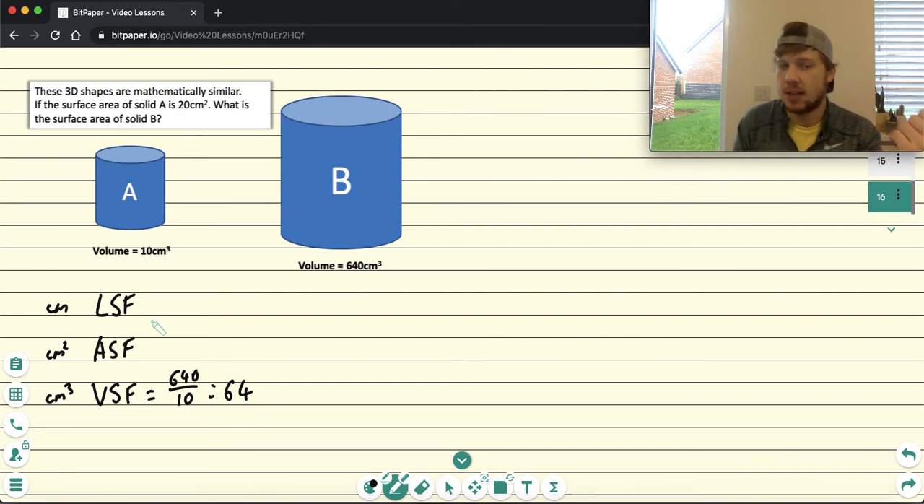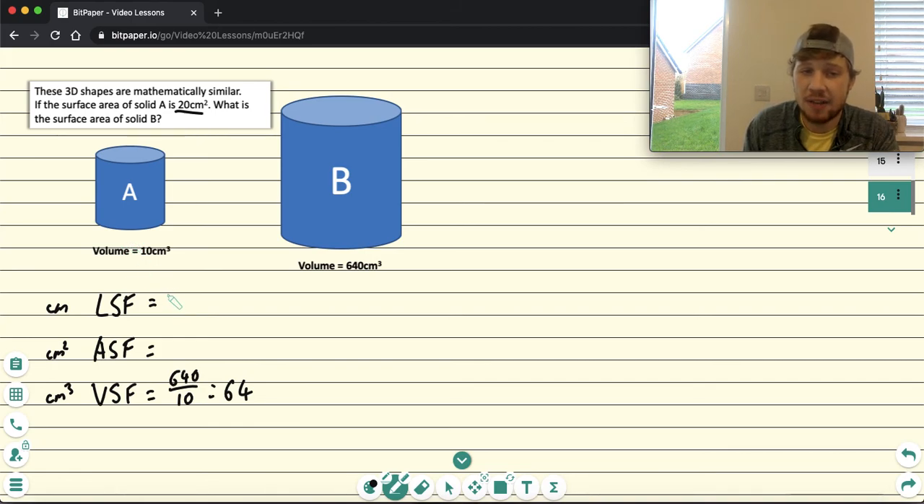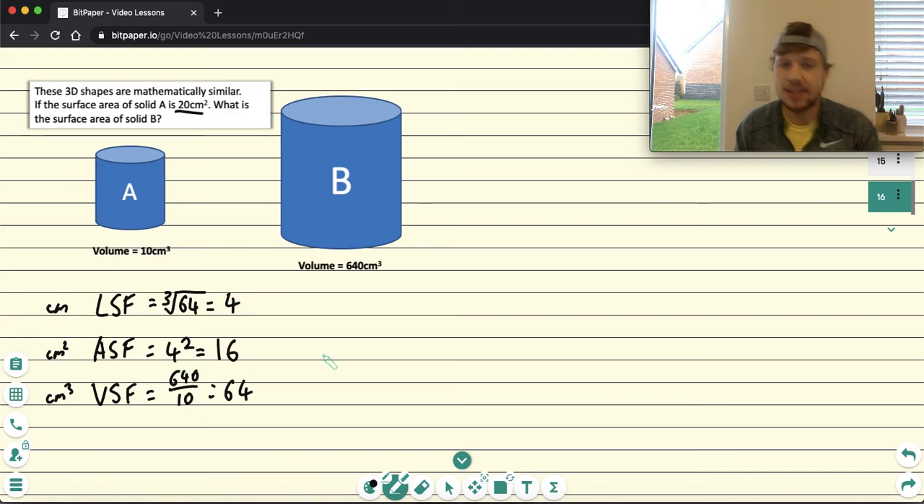Now I'm struggling because I don't know what my linear or area is, and if I'm looking at surface area, I need to find out what this is. So, if something cubed is equal to 64, my linear scale factor is going to be the cube root of 64, which is 4. And I can then go from my linear scale factor to my area scale factor by squaring it. So I get 16. So if I wanted a linear thing, I would multiply by 4 from a smaller shape. If I wanted the area, I'd multiply by 16 and so on.